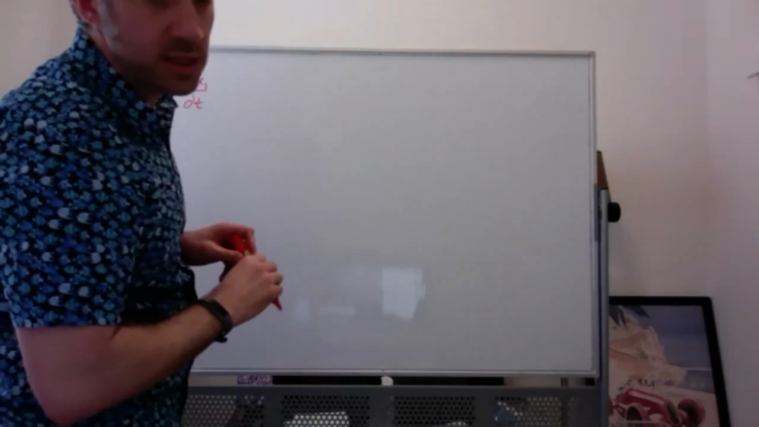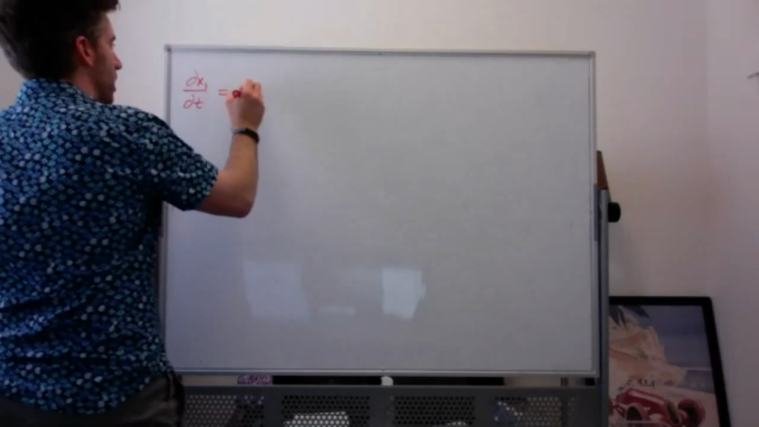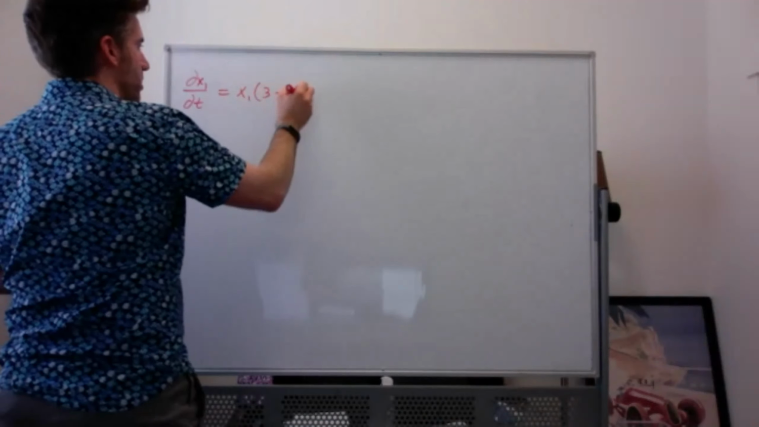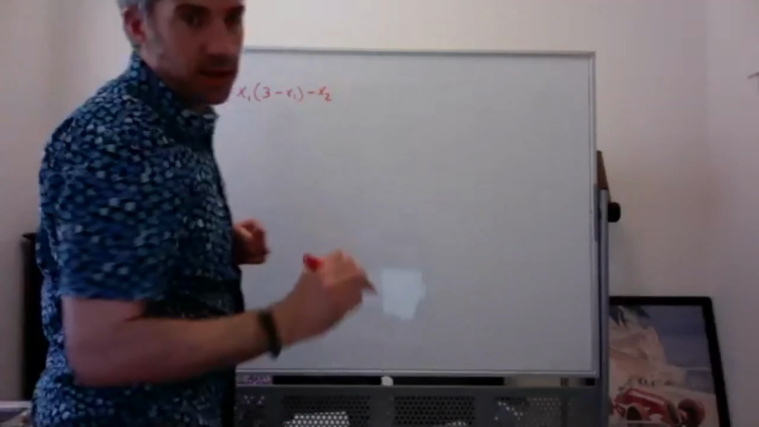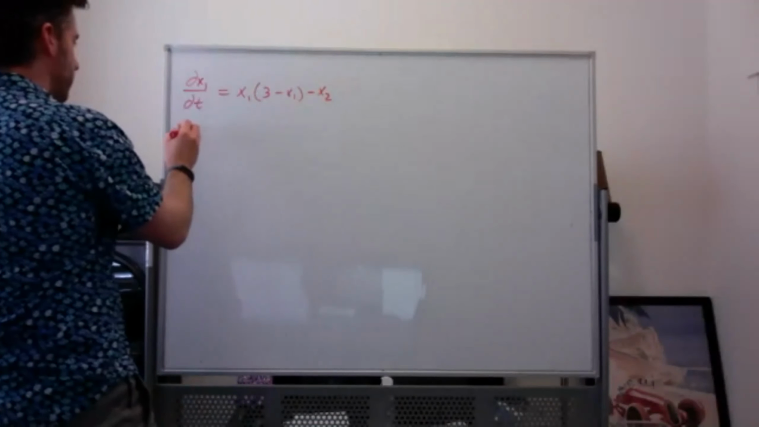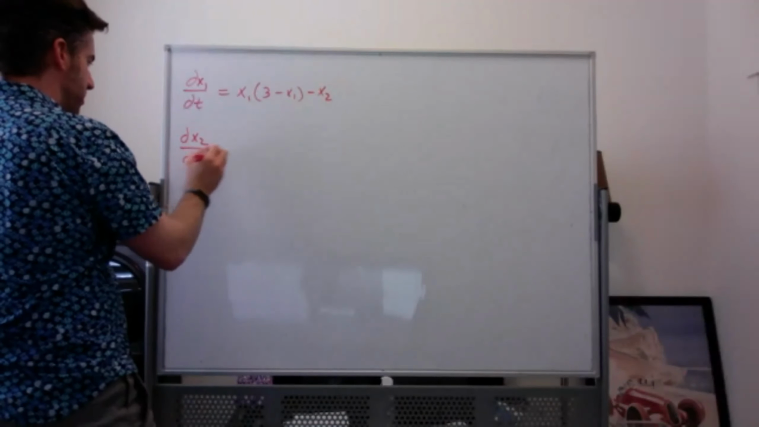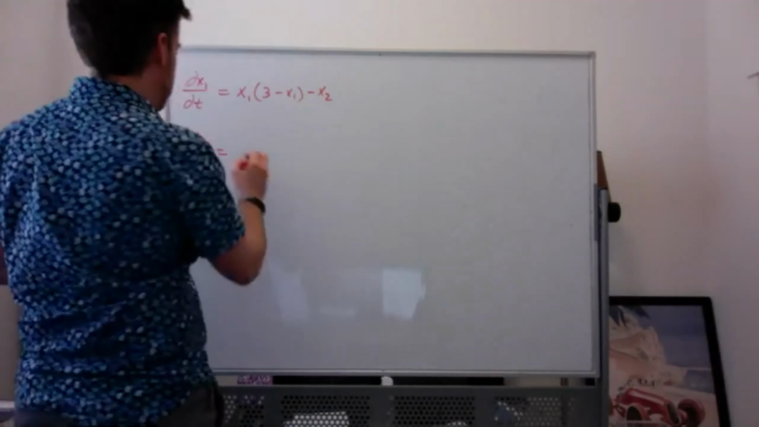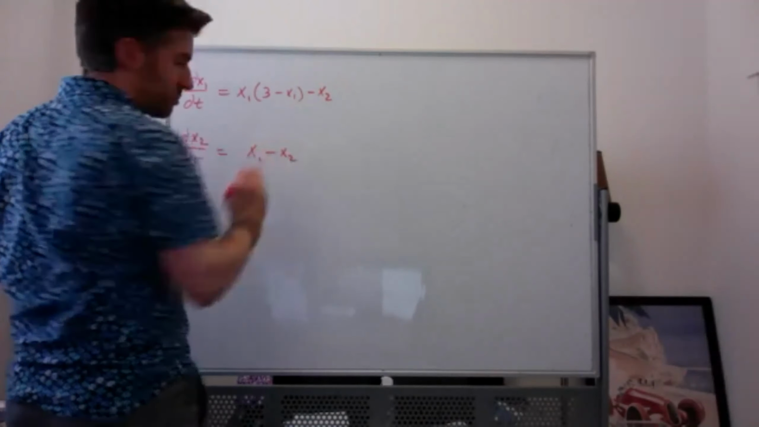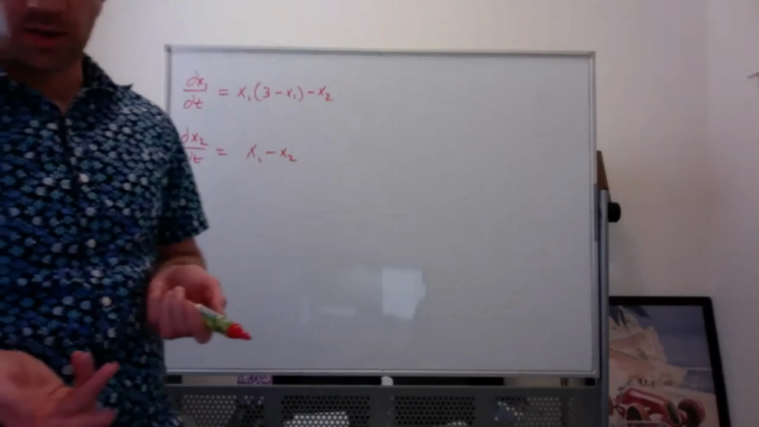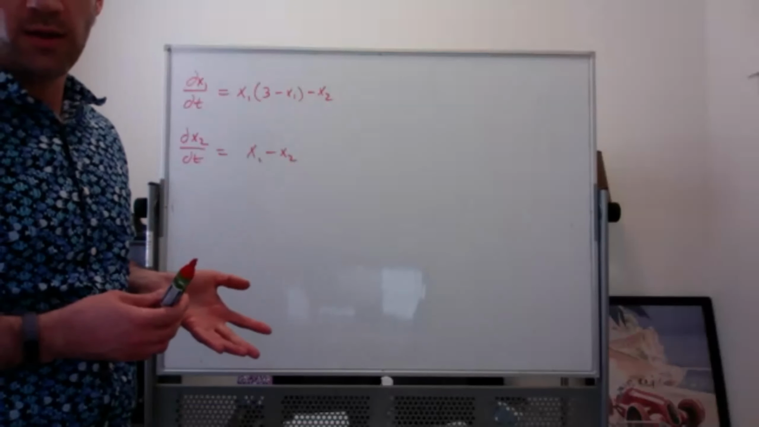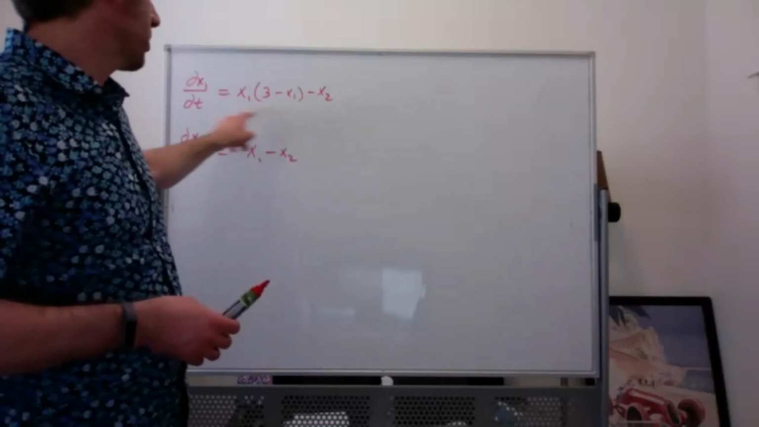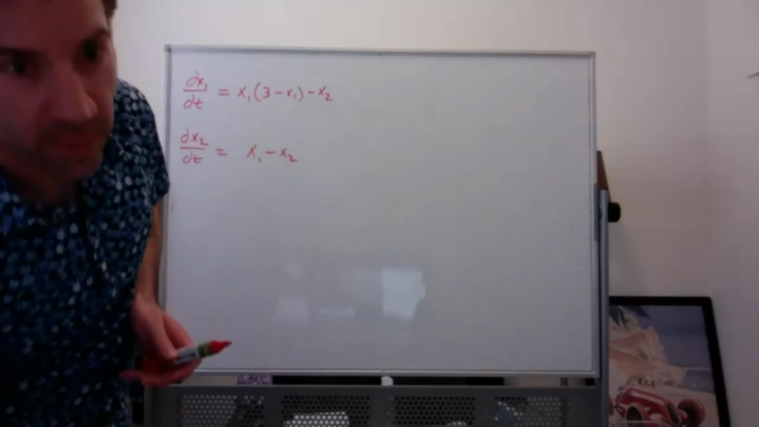So you've got dx1/dt equal to x1 times (3 minus x1 minus x2), and dx2/dt equal to x1 minus x2. So clearly nonlinear, right? We have powers of x1 and x2 that are other than 1. Specifically, we have x1 squared in this equation here if we multiply it out.